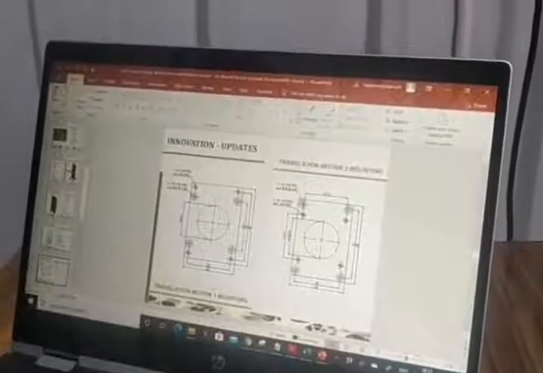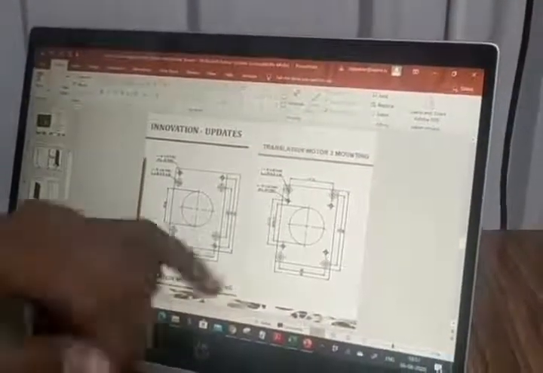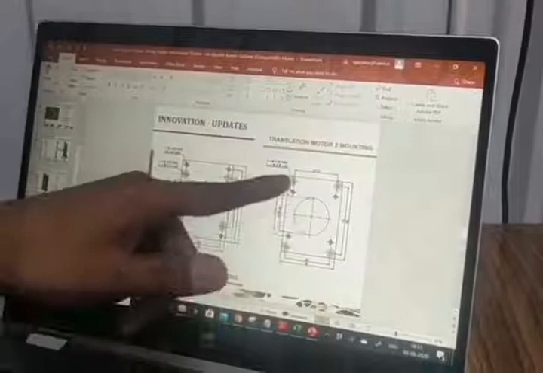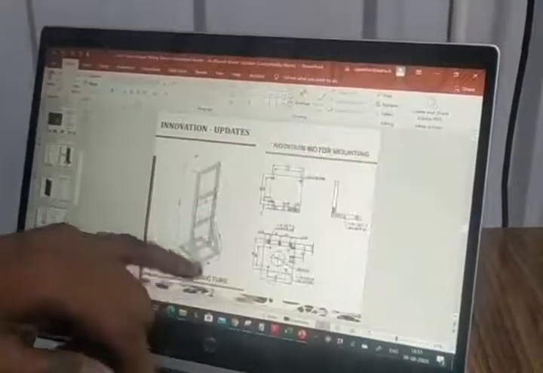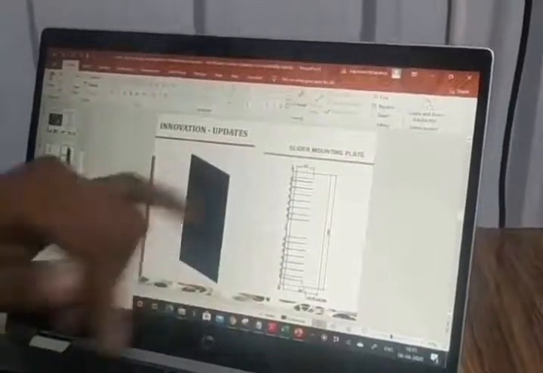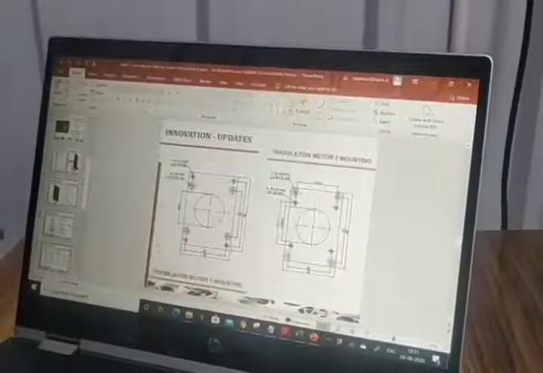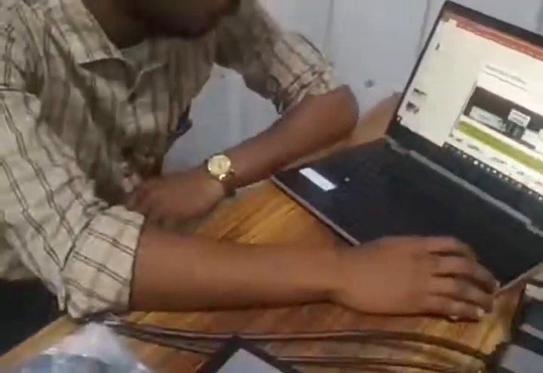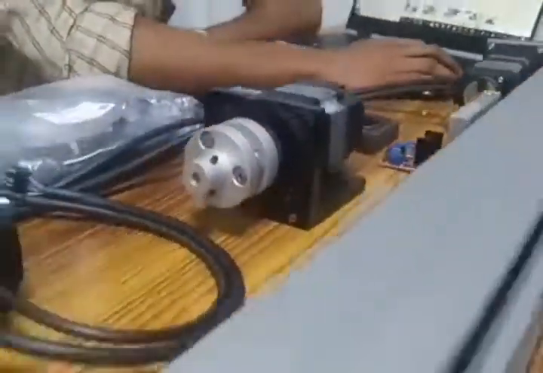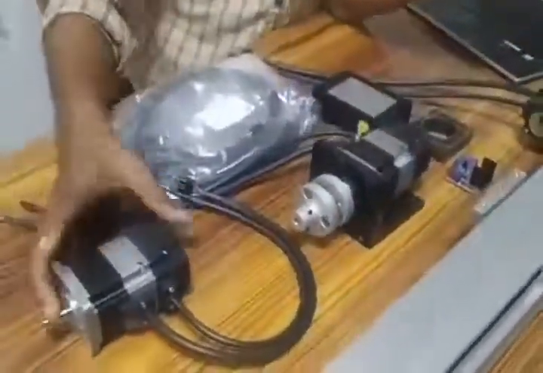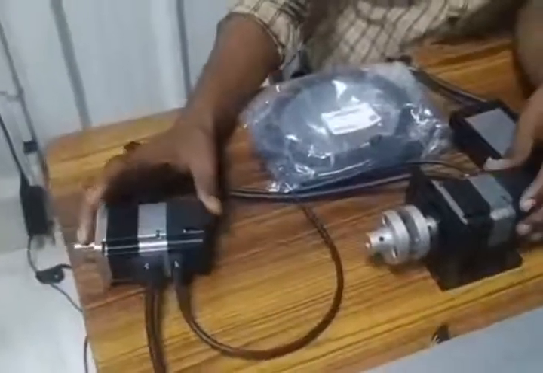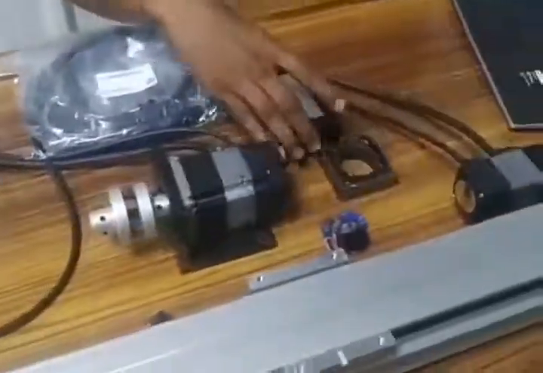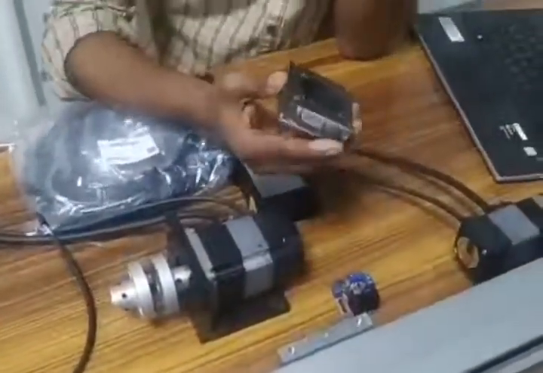And this one is a translation motor mounting. The motor shaft will come under this area, and these poles will be fixed in that previous table. These points we will fix there. These are the motors we have procured. These are the parts we have procured. These are stepper motors and drive motors. This one is the drive, and this is also a drive.